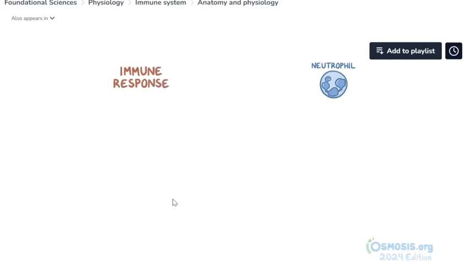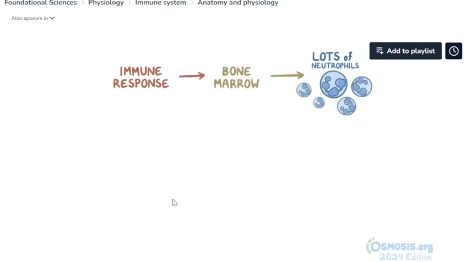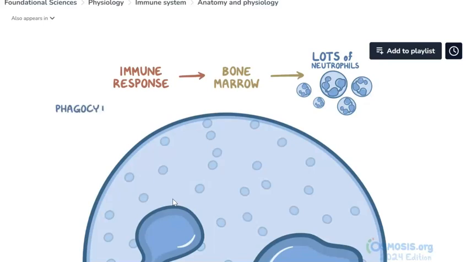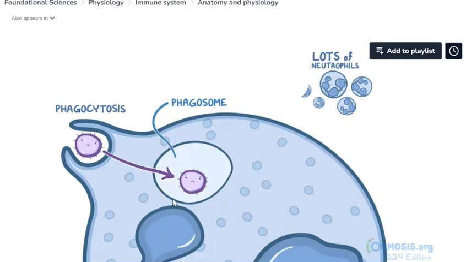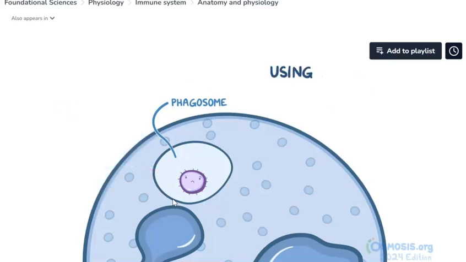During an immune response, the bone marrow produces lots of cells, many of which are neutrophils. Neutrophils use a process called phagocytosis. That's where they get near a pathogen and reach around it with their cytoplasm to swallow it whole, so that it ends up in a phagosome. From there, the neutrophils can destroy the pathogen using two methods. They can use their cytoplasmic granules or oxidative burst.